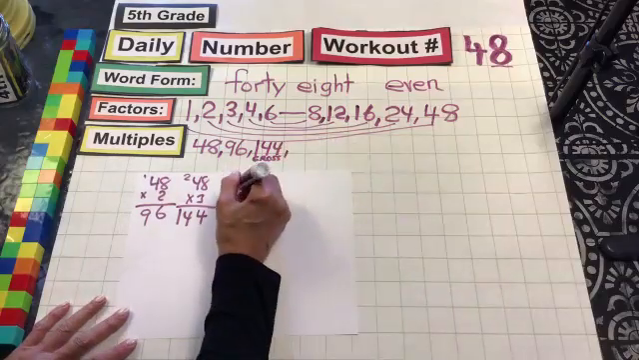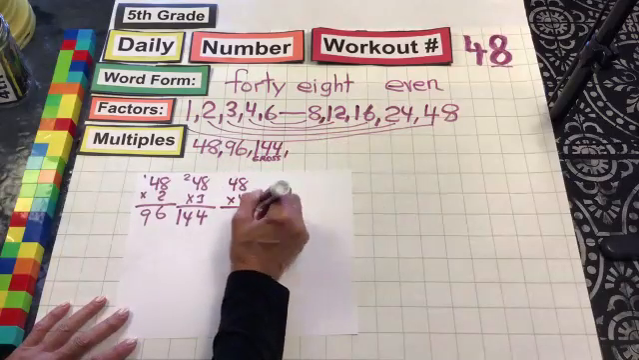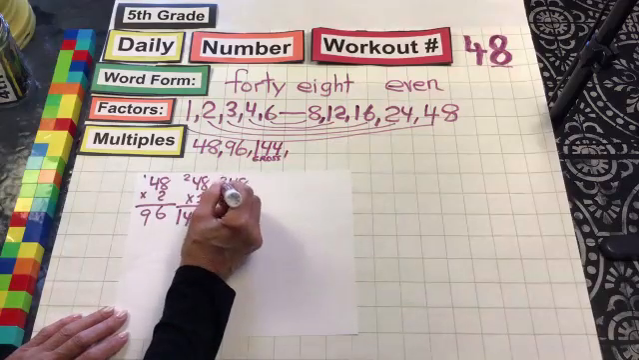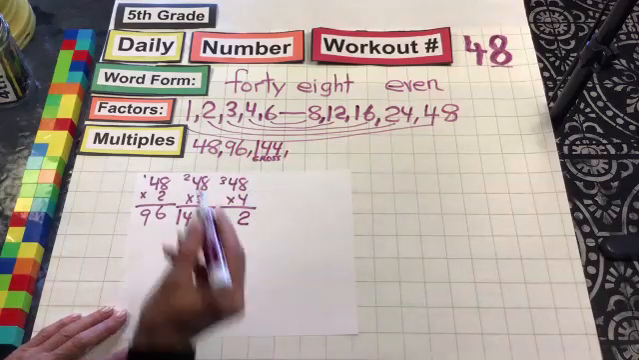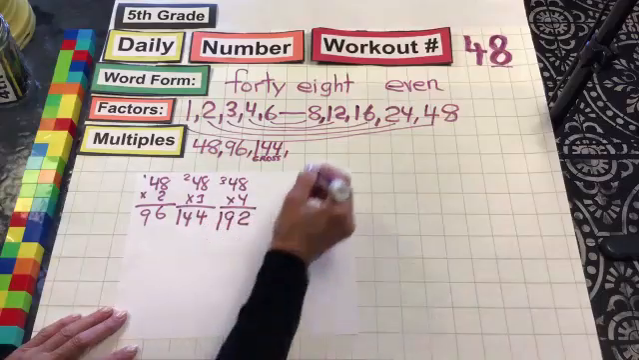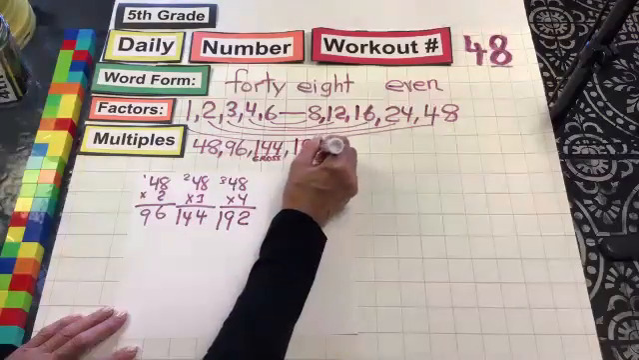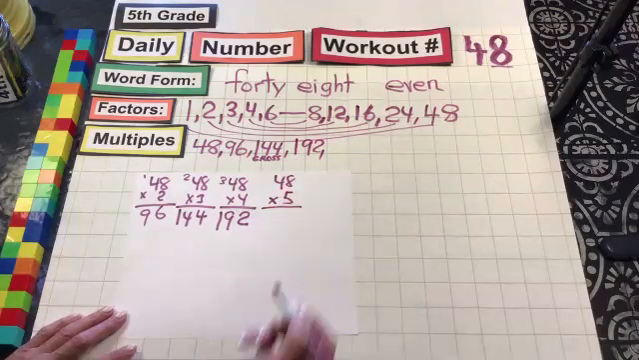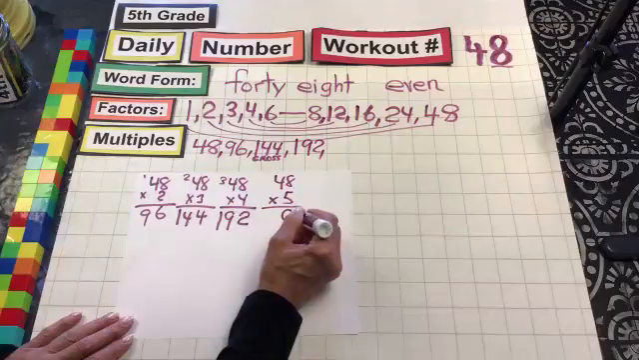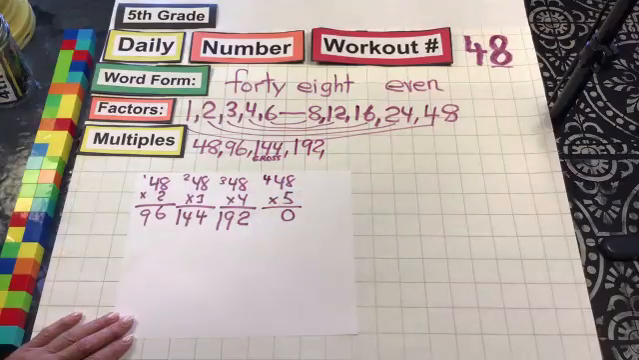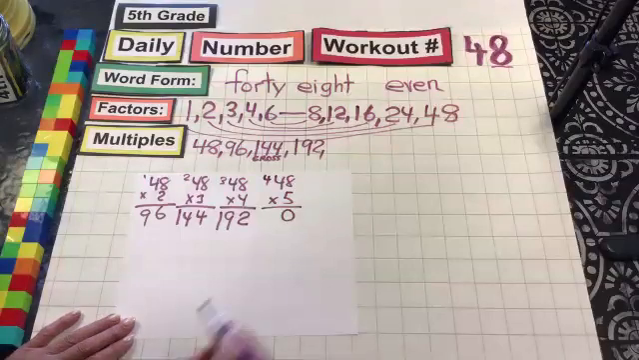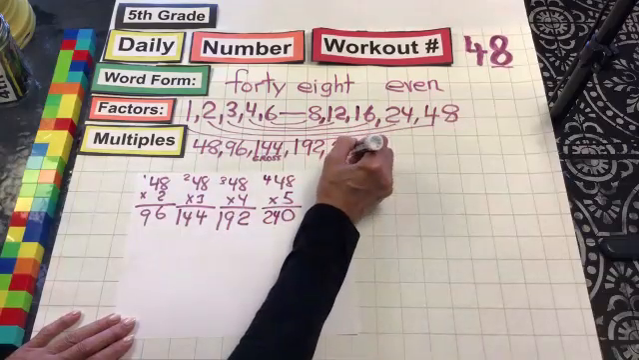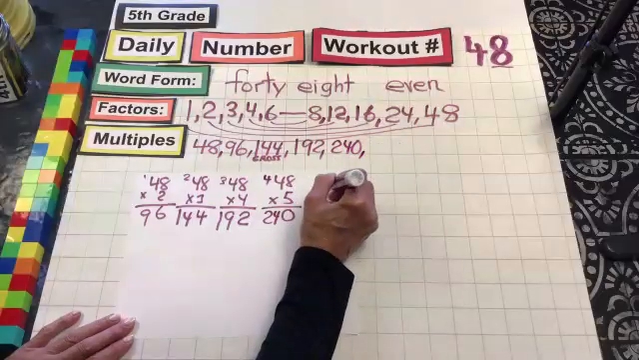All right, let's do 48 times 4. 4 times 8 is 32. Drop the 2, carry the 3. 4 times 4 is 16, plus 3 is 19, so we have 192 here. Let's do 5 48s. 5 times 8 is 40. Drop the 0, carry the 4. 5 times 4 is 20, plus 4 is 24. So we have 240.